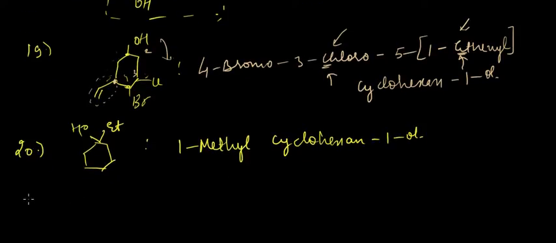Okay, let's look at this compound where we have OH and ET on different positions. This is OH and this is ET. So the name of this compound would be 3-ethyl cyclohexane-1-ol.